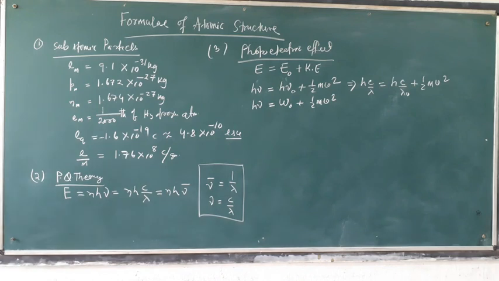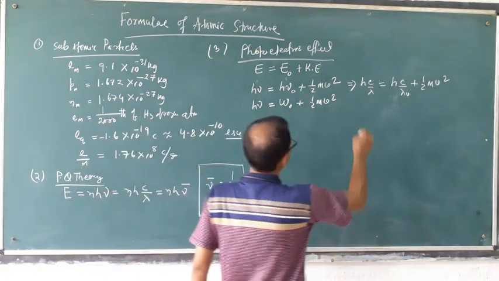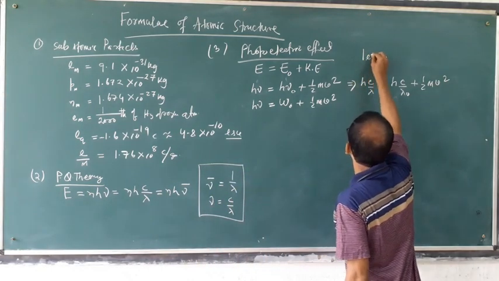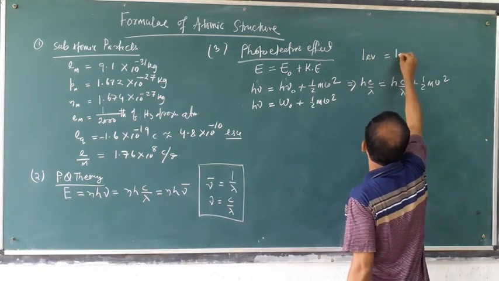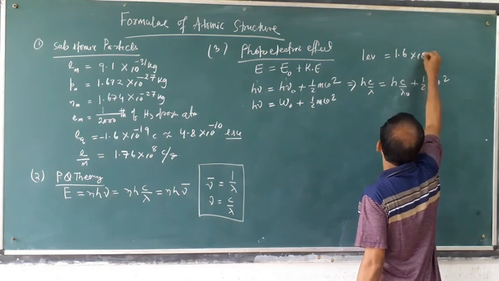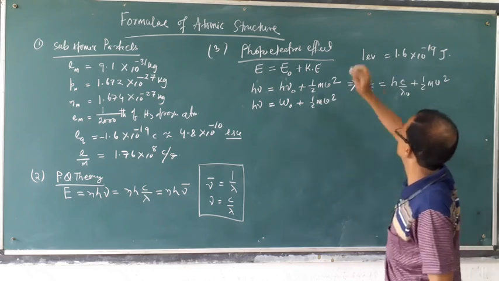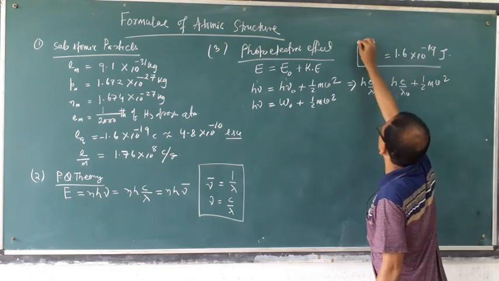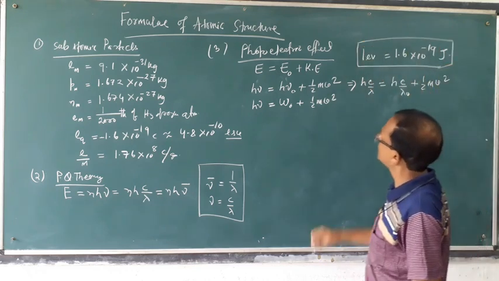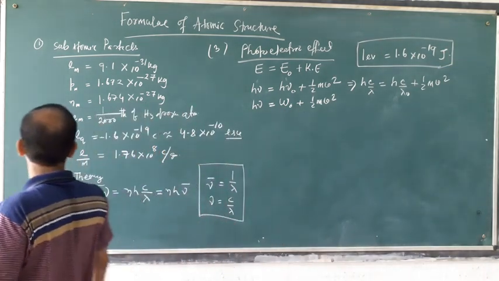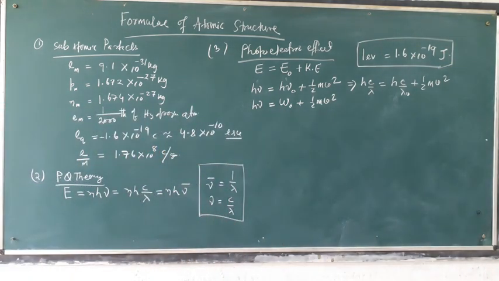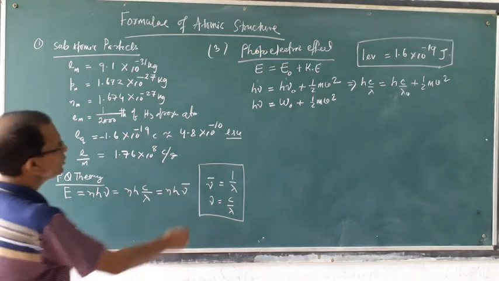Then next, here is one important relation. Remember, 1 electron volt is equal to 1.6 into 10 to the power minus 19 joule. This is the relation used in the photoelectric effect. Then come to Bohr's model.